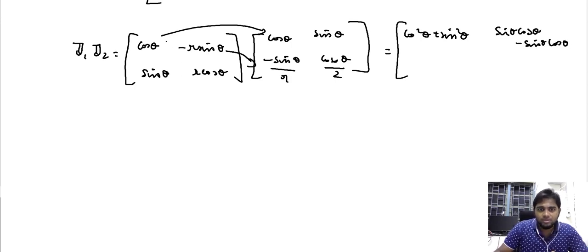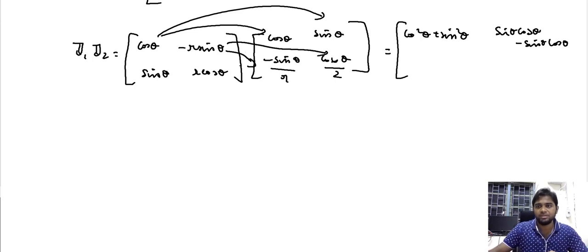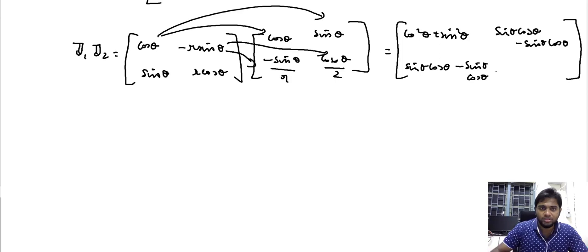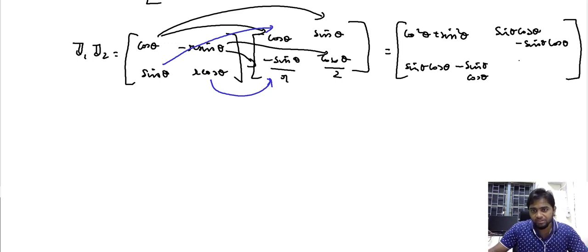So the second term would be sine theta cos theta minus sine theta cos theta. Now in the row below, the first term would be sine theta cos theta minus sine theta cos theta. So what essentially we are doing is multiplying this sine theta with cos theta and taking the sum with respect to r cos theta with respect to this term. And the second term would be sine square theta plus cos square theta.